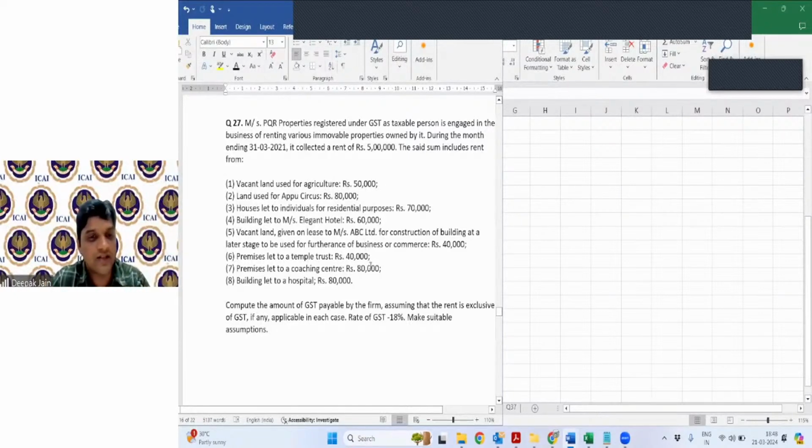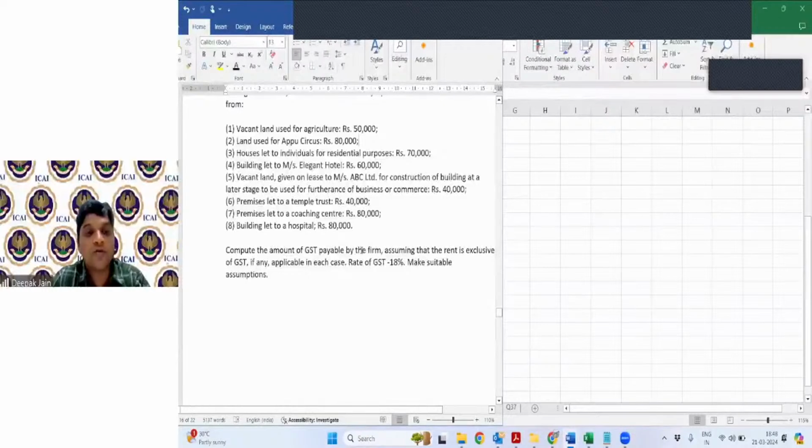Okay, so a lot of things are there. Now we have to compute the amount of GST payable by the firm, assuming that the rent is exclusive of GST, if any, applicable to each case. Rate of GST is 18%. Make suitable assumptions.